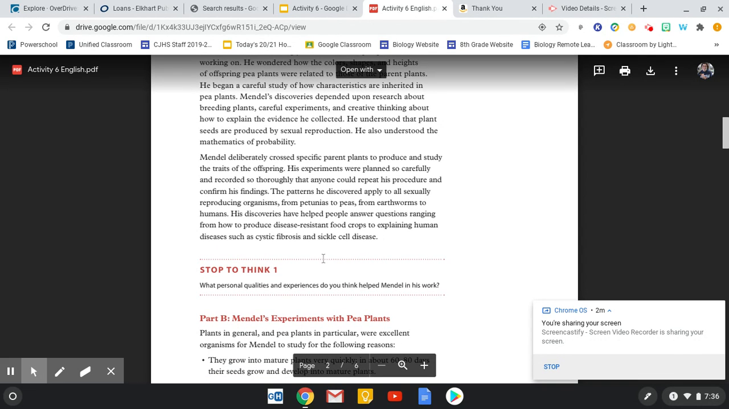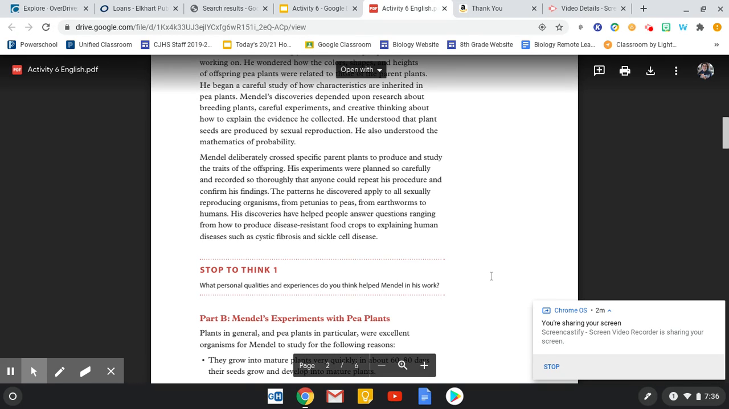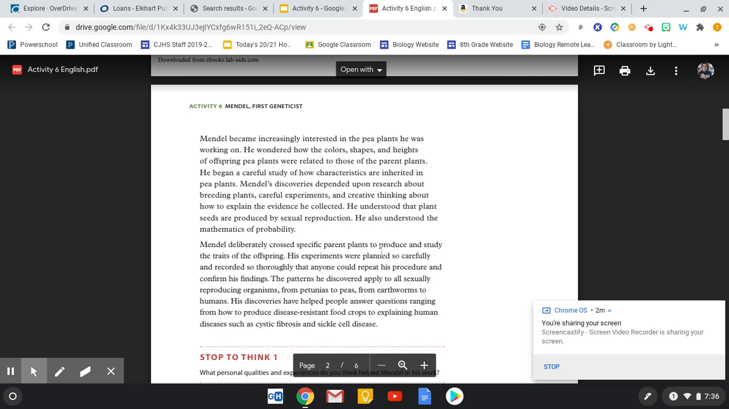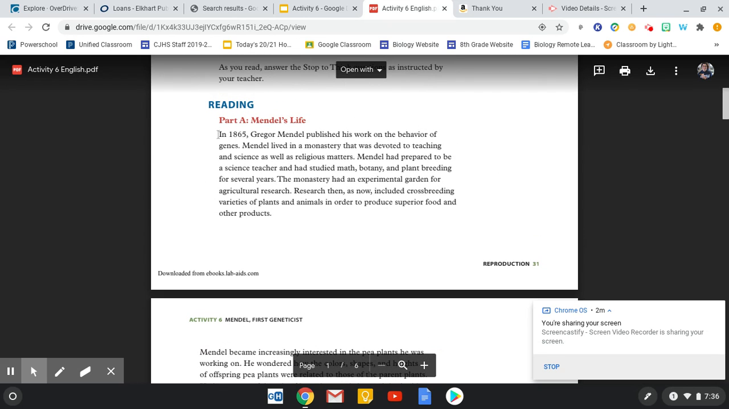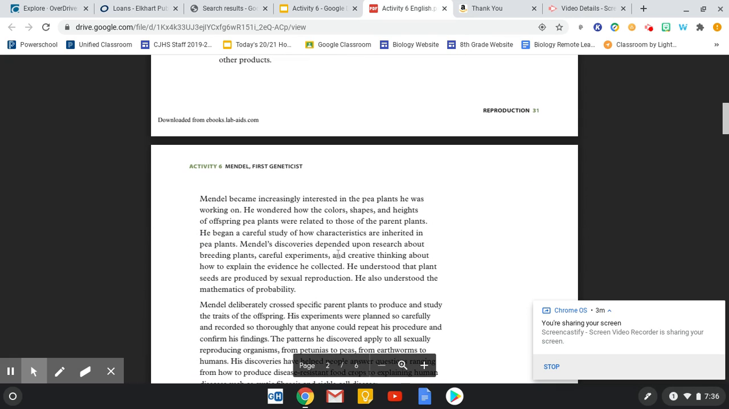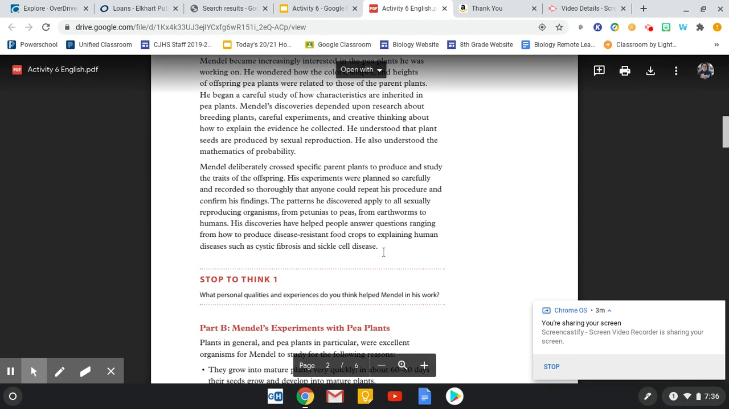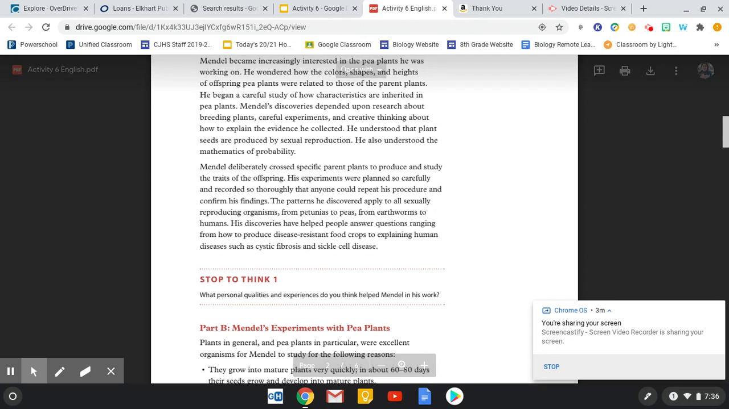So in your first stop to think question, you're going to answer, what personal qualities and experiences do you think helped Mendel in his work? To answer that, you're going to have to think about what kind of environment he lived in, what he did, and what the monastery had for him to use. Also think about what kind of qualities would make a good scientist.